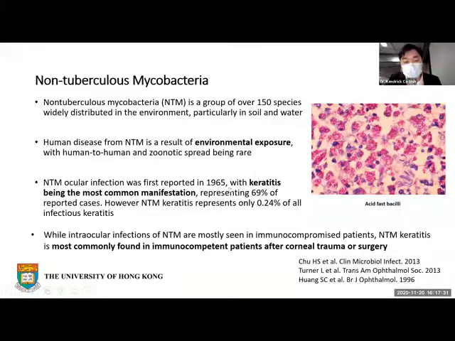It was first reported in 1965, and keratitis is the most common ocular manifestation. Now, it can occur in immunocompromised patients, but NTM keratitis is most commonly found in immunocompetent patients. So it's not the suppressed immune system that's the issue, it's the contamination during trauma or during surgery.